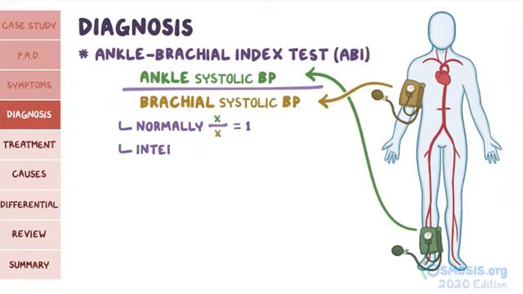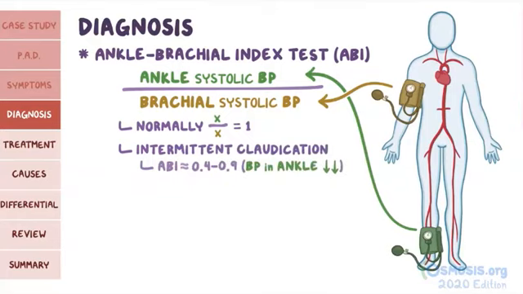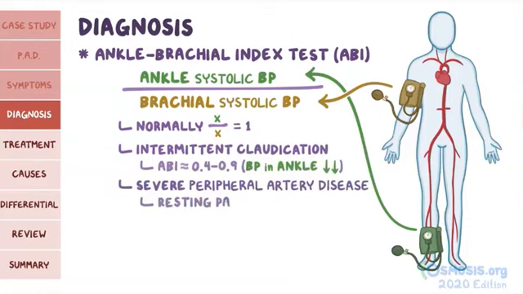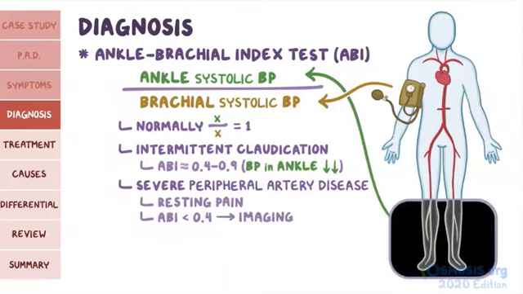In individuals with intermittent claudication, the ABI usually lies somewhere between 0.4 and 0.9, since the blood pressure in the ankle is decreased. In severe peripheral artery disease, usually when the individual begins to develop resting pain, the ABI is less than 0.4. After doing the ABI, the diagnosis is further confirmed with imaging, such as ultrasound or CT angiography.